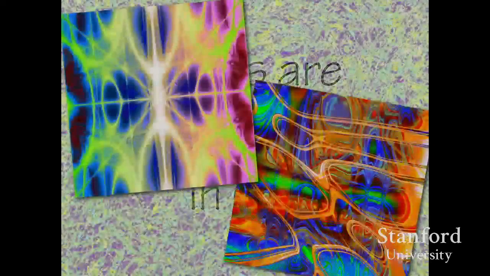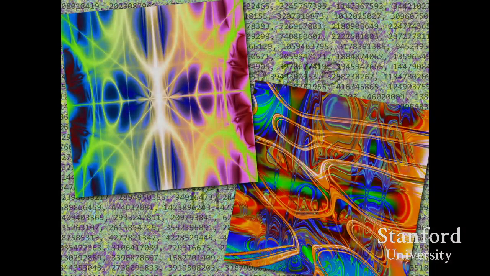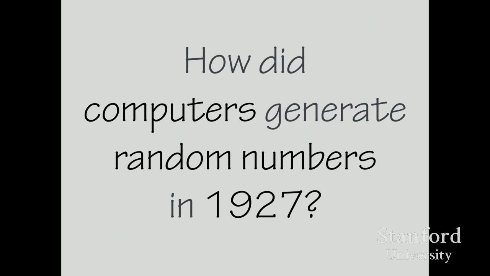In fact, at Harvey Mudd College, we have a programming languages class, and we have a random art assignment where it's purportedly all about expression evaluation, but it actually produces cool art like that. So random numbers are everywhere in computer science, and they've been there pretty much since the beginning. In fact, I'm going to begin by talking a little bit about the history of random number generation and ask you a question, which is, how did computers generate random numbers in 1927?